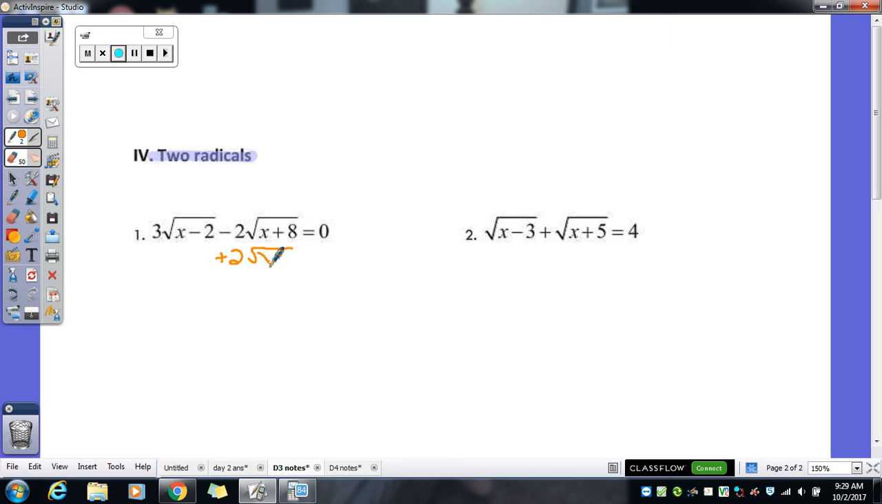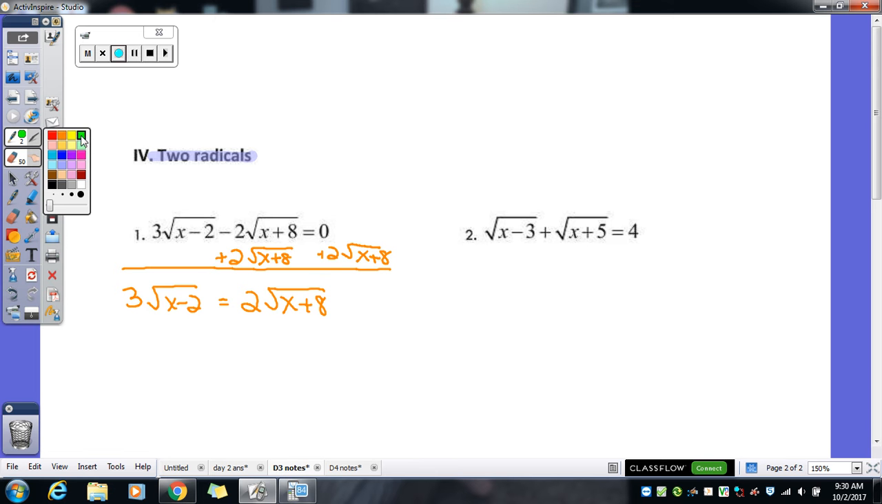So for number 1, I'm going to add my 2 radical x plus 8. So I get 3 radical x minus 2 equals 2 radical x plus 8. So now we only have 1 radical on each side. So we're going to do the same thing we would on the front. I'm going to square my left side, square my right side. I used parentheses this time because you got to remember to square those numbers out in front also.